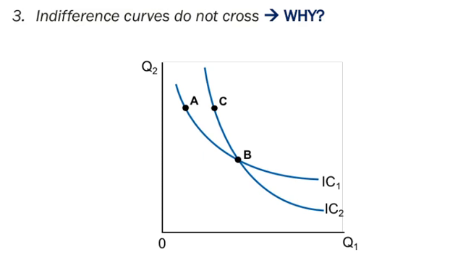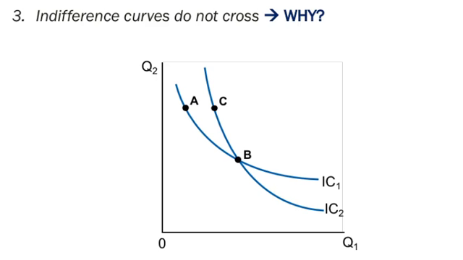I'm going to explain why this is the case by contradicting myself. So let's just draw them so that they do cross, and let's see why intuition just entirely falls apart. Okay, first of all, let's look at indifference curve 1. On indifference curve 1 are two dots, A and B.